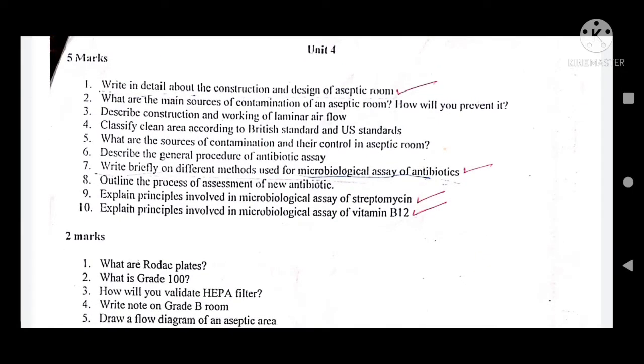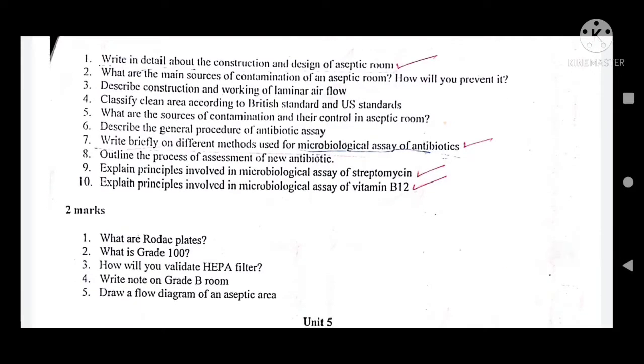Let's discuss the fourth one: classify clean areas according to British standard and US standard, meaning United States of America standards. Then, what are the sources of contamination and their control in an aseptic room? The sixth one is: describe the general procedure of antibiotic assay. Very important: write briefly on different methods used for microbial assay of antibiotics.